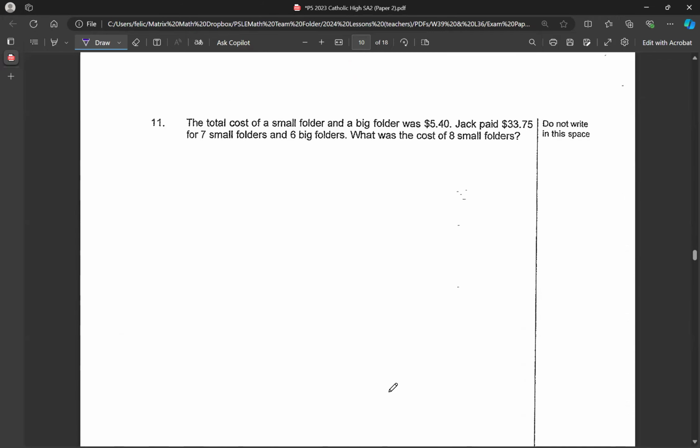Okay, the next one. The total cost of a small folder and a big folder was $5.40. Jack paid $33.75 for 7 small and 6 big folders. What was the cost of 8 small folders? First I'll write down two equations. A small folder, 1S, plus a big folder, 1B, equals $5.40. So that follows the first statement. Next is what Jack paid. You can create another equation. 7 small plus 6 big. This will be $33.75.